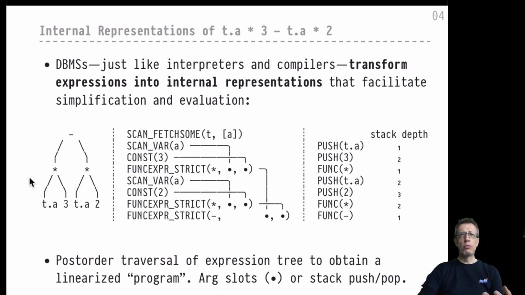A post-order traversal of this tree would first lead us to this node accessing column A of row T, and the post-order traversal would lead us to the 3 then, which would lead us to the multiplication, which would lead us back to this node, the A access, which would lead us to the 2, which would lead us to the multiplication, which would finally lead us to the subtraction here. That would be the post-order traversal order of the nodes in this expression tree.